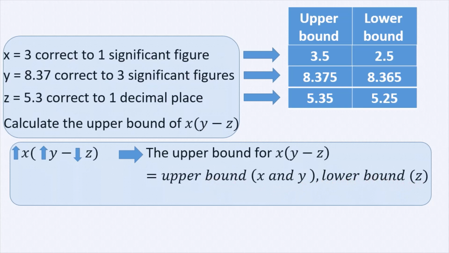If we copy these values from the table that we have just made over here, we will have for x 3.5, which is the upper bound for x, multiplied by 8.375, which is again the upper bound for y, minus the lower bound for z, which is 5.25. If you work this out on your calculator, you will end up with 10.9375, and this is the right answer.